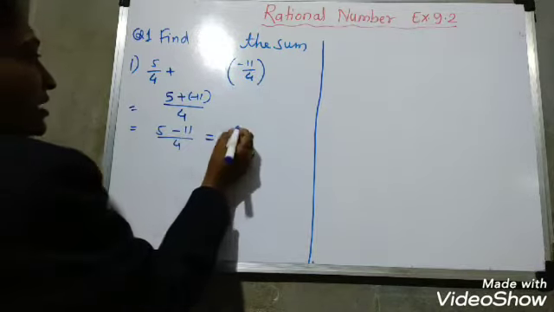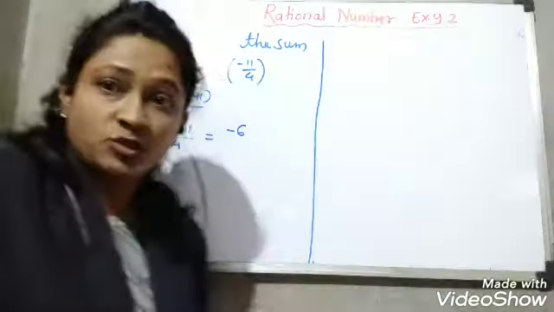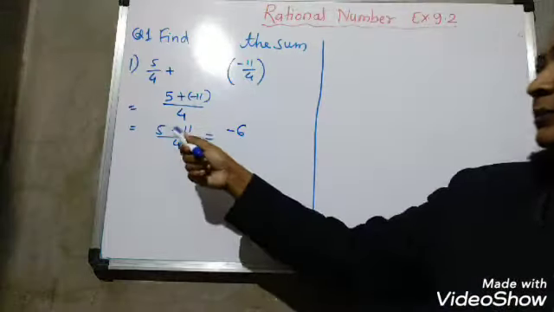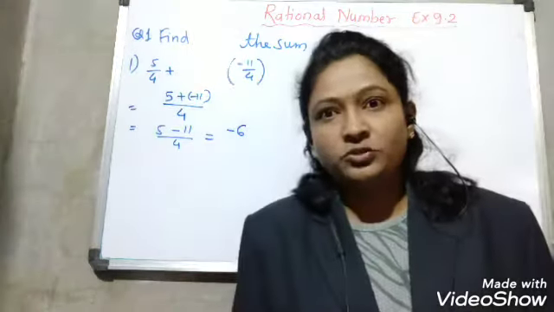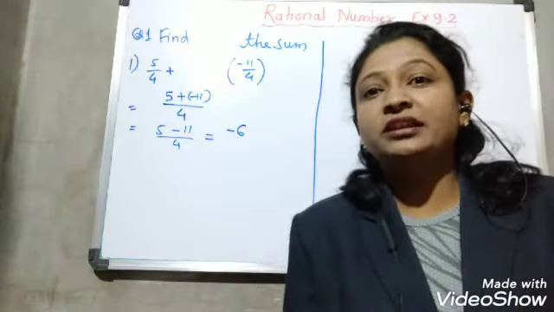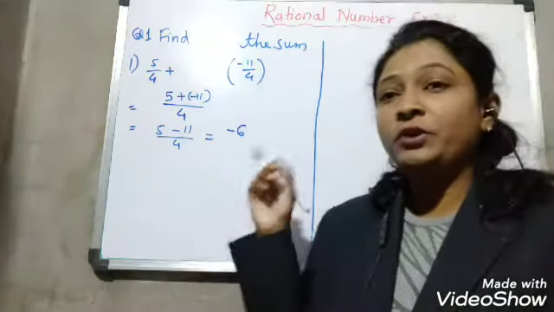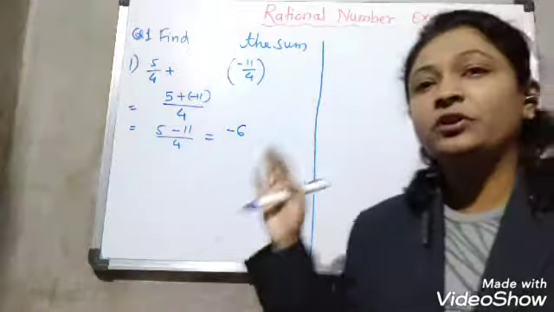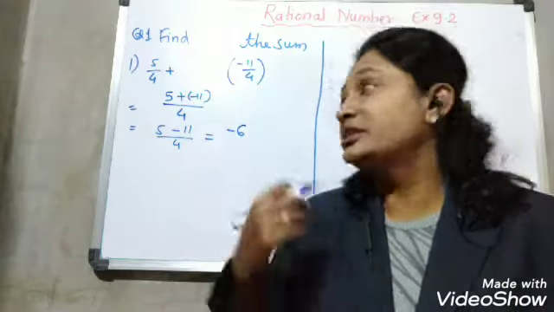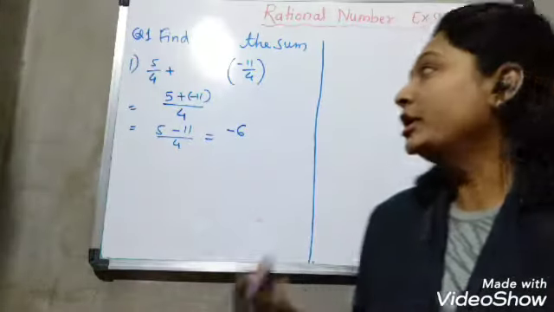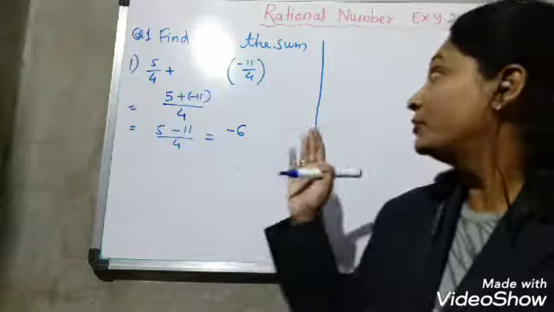See students, 11 minus 5 is 6, and the sign of the bigger number is given here. We know that in integers, whenever there is a bigger number, we have to give that sign. And if you don't know that, please watch my video. I have also uploaded a video on the integers lesson. Whatever operation you are doing on rational numbers, addition or subtraction, you need to know the rules of integers or fractions, how to operate them. So please watch that video before watching this video.